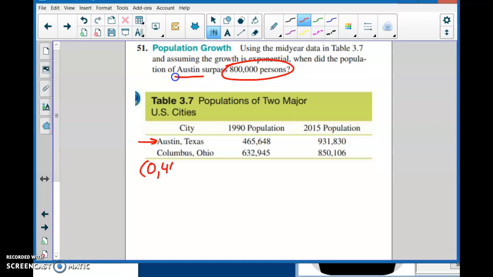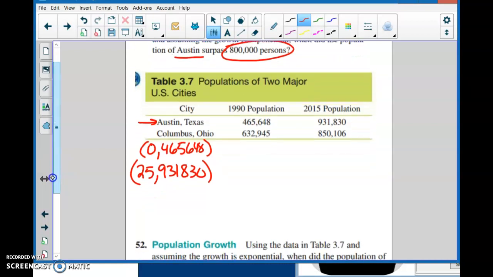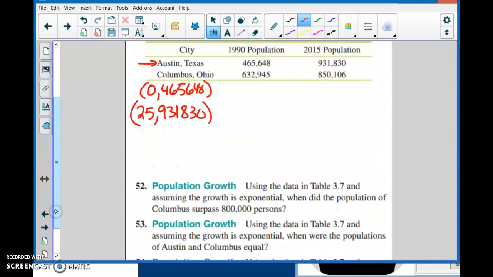My initial value is this, because we're going to start in 1990. So if my year 1990 is year 0, then 25 years later, we get to that population, right? I just did this whole video, but I thought it was only 15 years. So 1990 to 2000 is 10, and then another 15. Okay, I'm good.